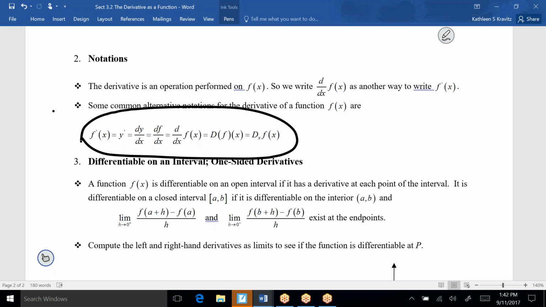All right, then let's look at differentiability, things that are differentiable on an interval, and one-sided derivatives. So a function f of x is differentiable on an open interval if it has a derivative at each point of the interval. So it's differentiable on a closed interval from a to b, if it's differentiable on the interior from a to b, and the limit as h approaches 0 from the right side, and the limit as h approaches 0 from the left side exist at the endpoints.